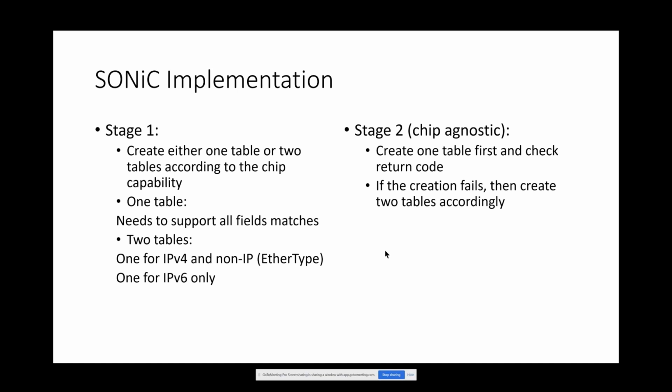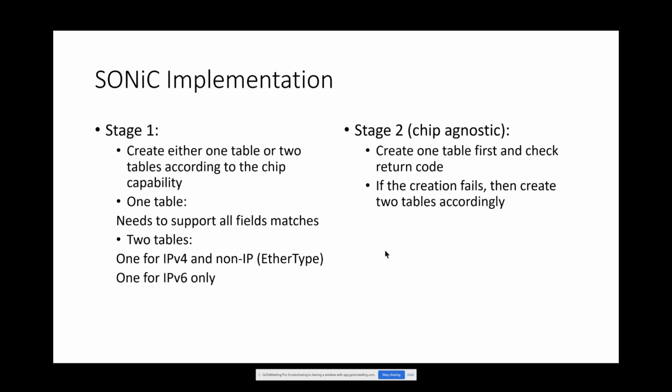For example, one table, the current table, would be used for IPv4 and non-IP packets. That's the same as the current table. And we want to create an extra table that's for IPv6 only, so that we can support all the IPv6 functionalities.